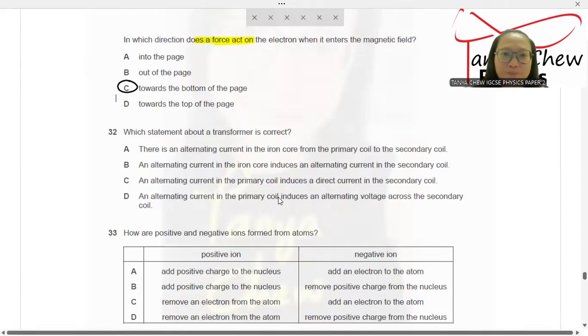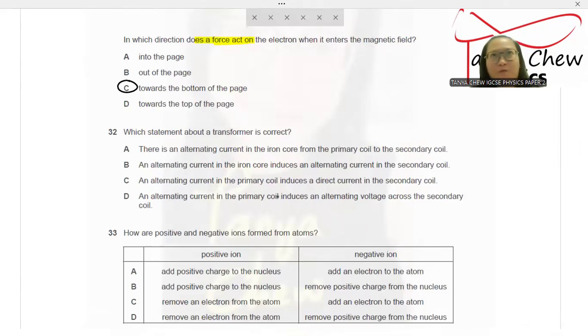Now, question 32. Which statement about transformer is correct?